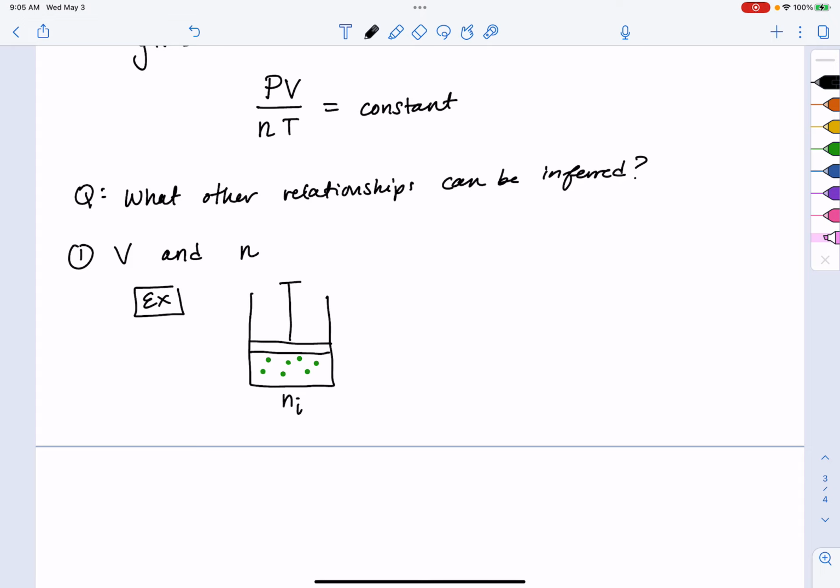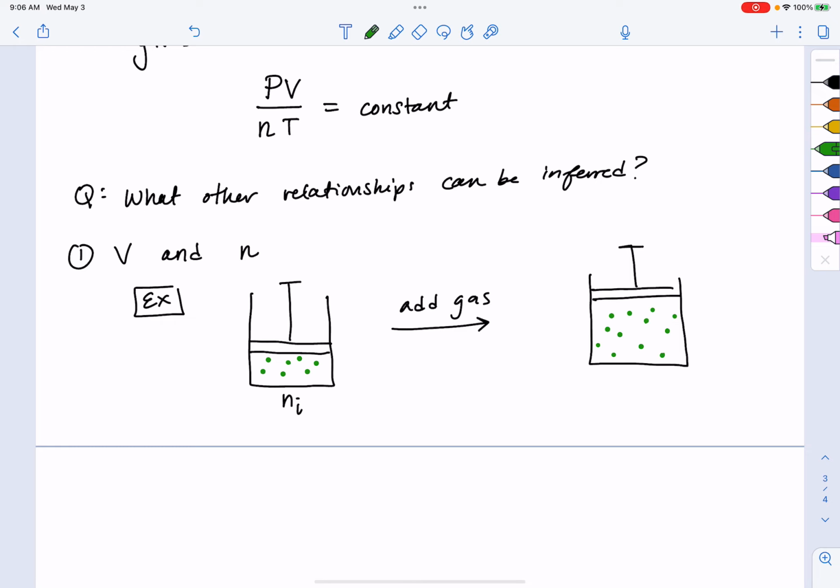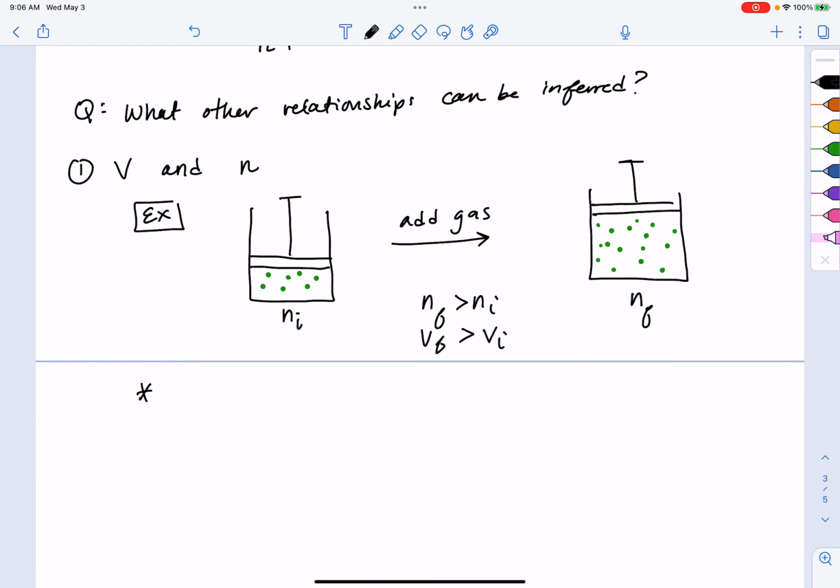So I have some initial quantity of gas, and then I were to add more gas. We would expect that in order to accommodate this increase in collisions by the addition of new gas molecules, the volume would have to increase. So if our final moles is greater than our initial moles, we see that our volume has to expand, meaning that as we increase the number of moles, then the volume has to increase. Think about if you were blowing up a balloon, the more air you blow into the balloon, the larger its volume is.